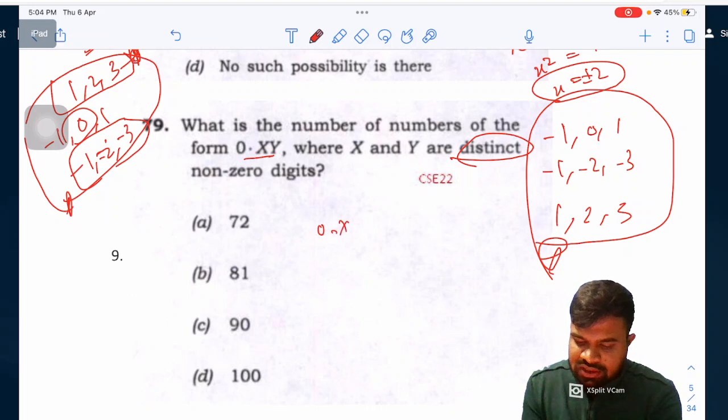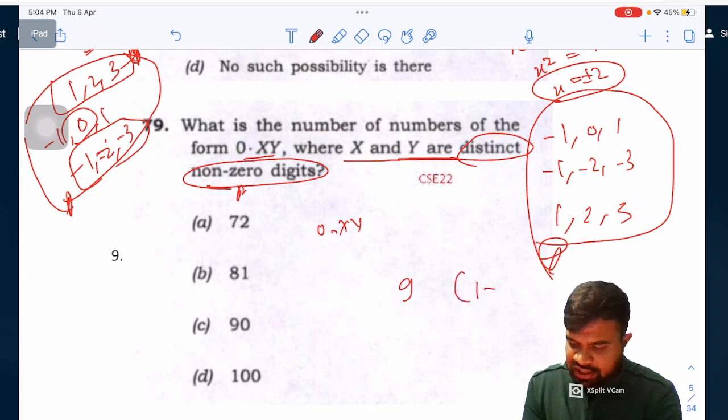So this is a number of this form. Now x and y are non-zero and distinct. See how many non-zero digits are there? 9 non-zero digits are there from 1 to 9, and these are distinct. This means no repetition.